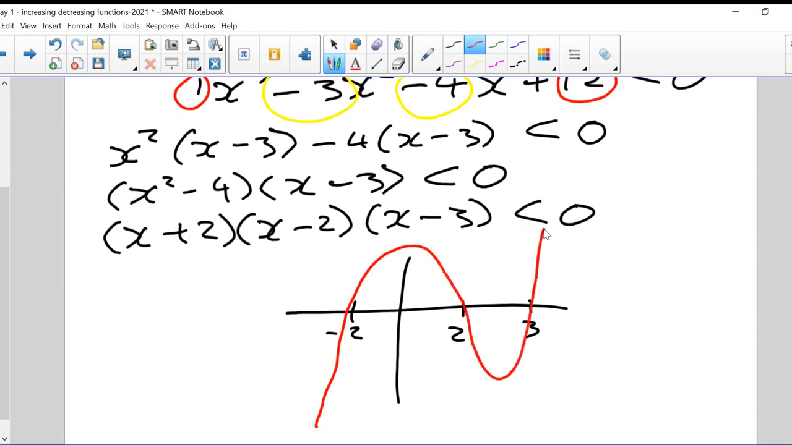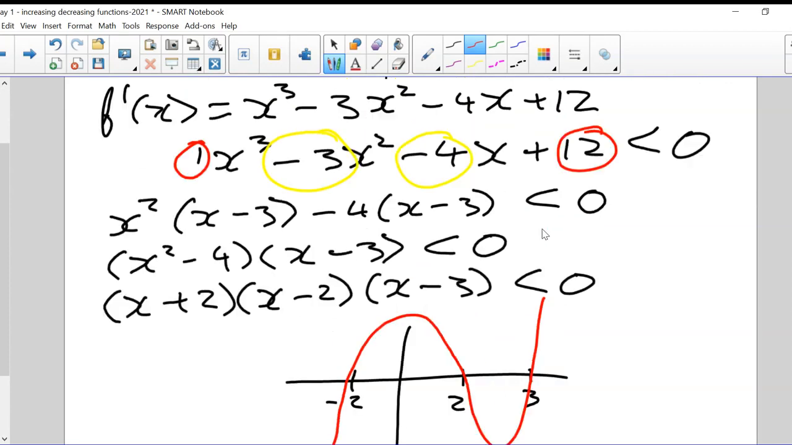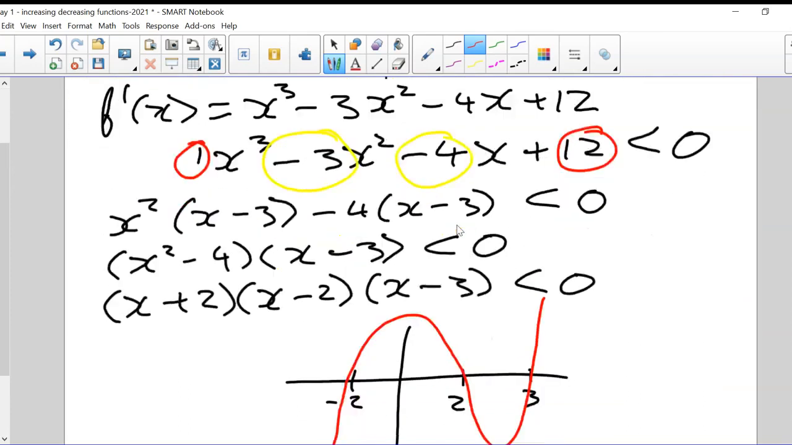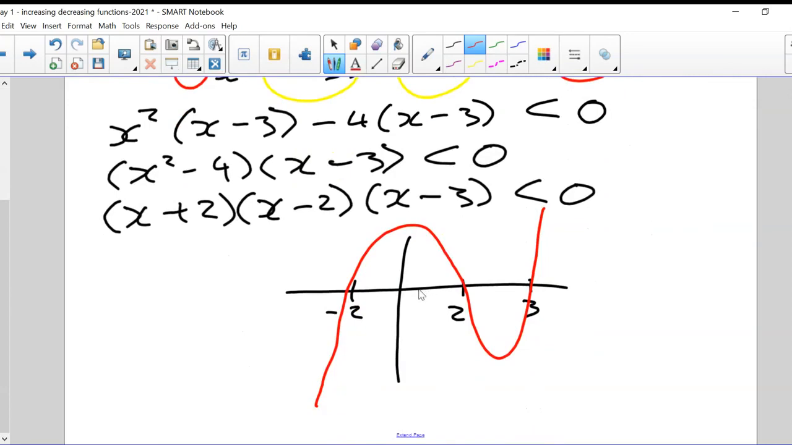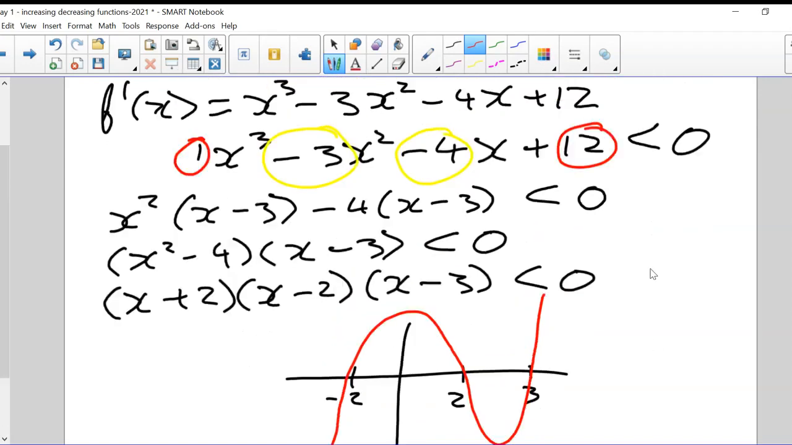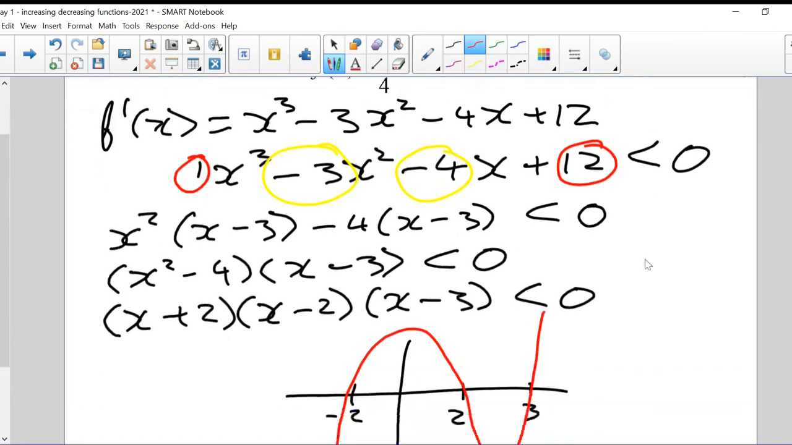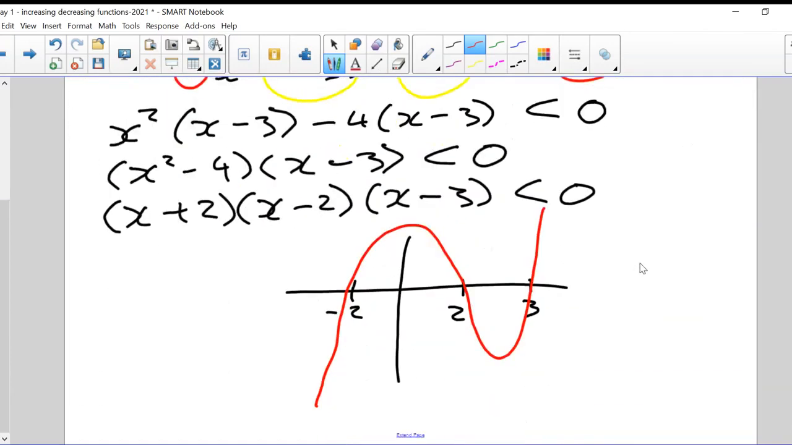Again, all I'm really interested in is where this function is negative. And this function is a derivative of my original quartic function. The quartic function was this. This is my cubic function, the derivative of the original quartic function. But the answer is still based on where this is negative. I'm looking for where it's decreasing. Where is this thing negative?